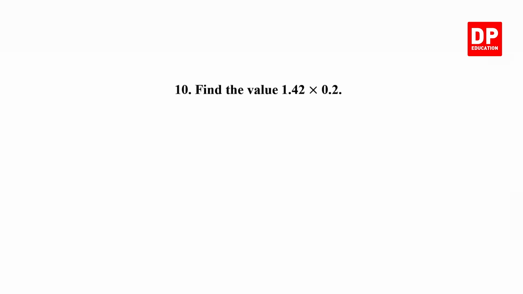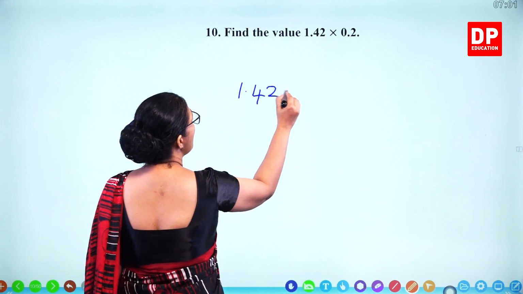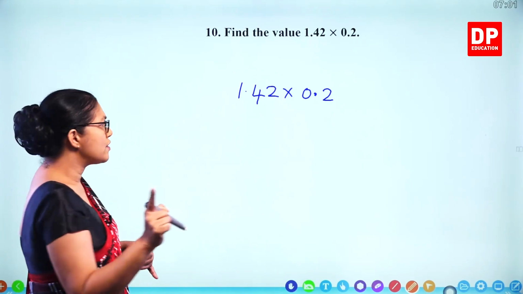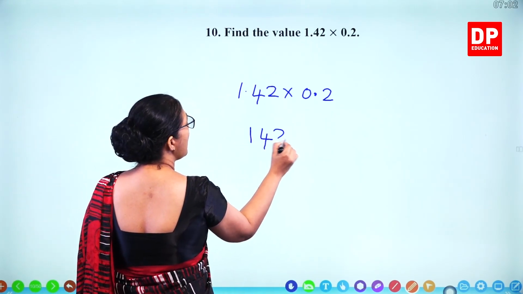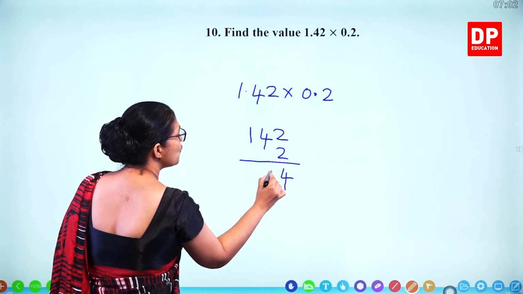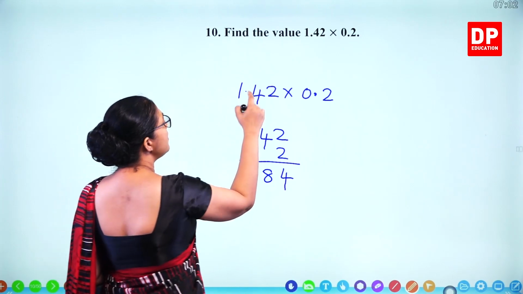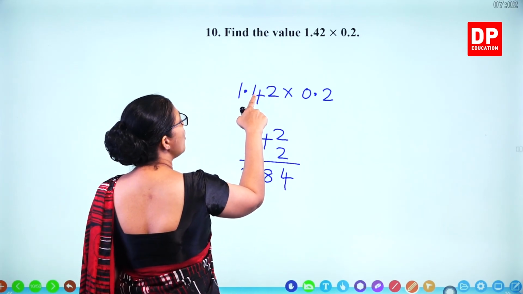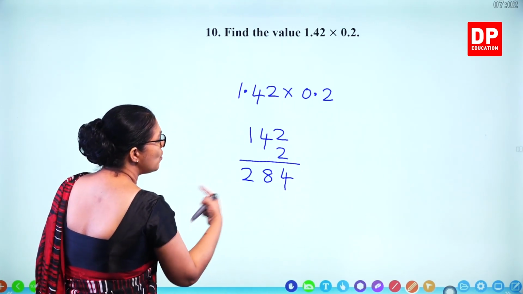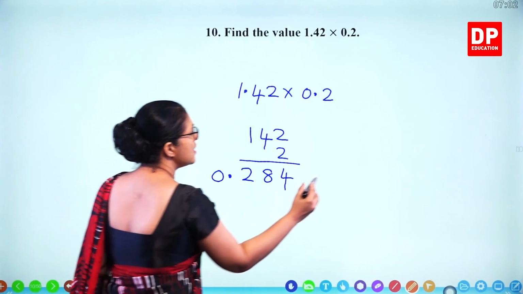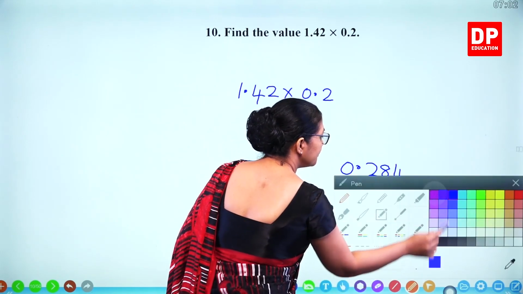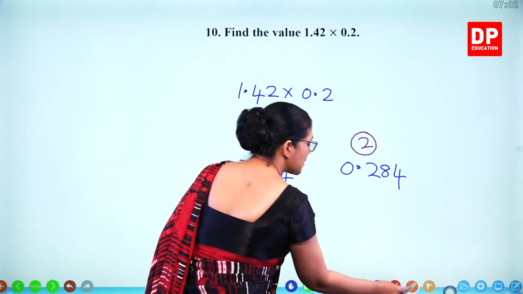Question number 10. Find the value of 1.42 multiplied by 0.2. Now, when you are multiplying decimals, first ignore the decimal point. Just multiply 142 by 2. 2 times 2, 4. 2 times 4, 8. 2 times 1, 2. Then think about how many places you have to keep. 1, 2, 3 places from the right to left. So the answer becomes 0.284. 2 marks.